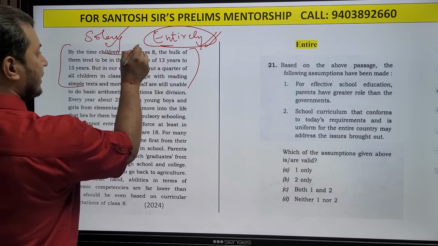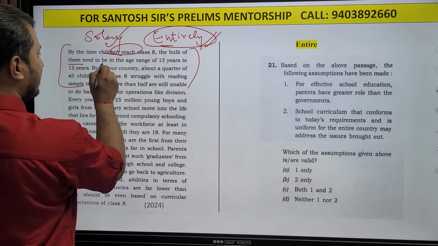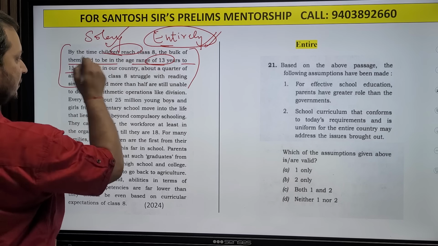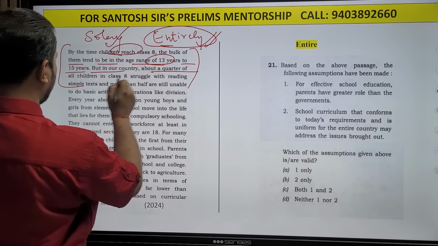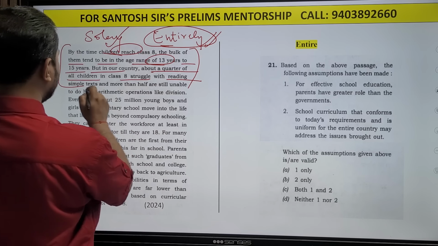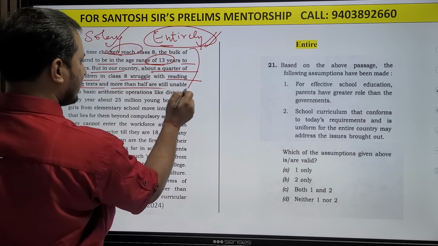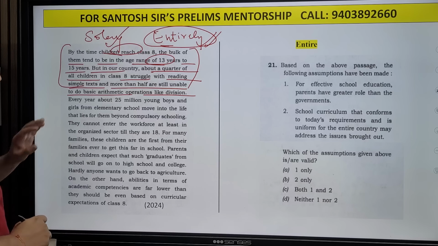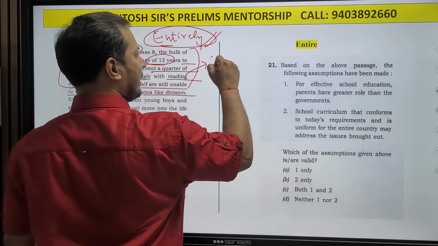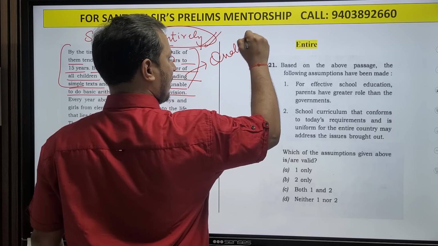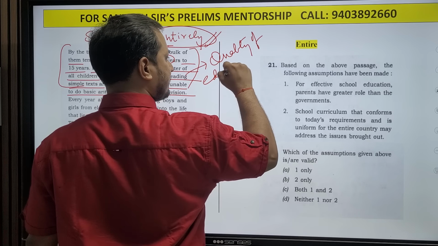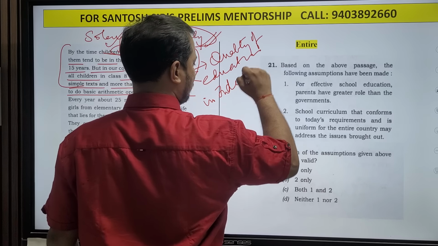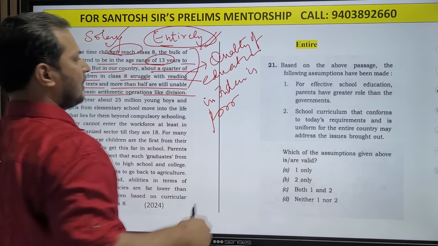By the time children reach class 8, the bulk of them tend to be in the age range of 13 to 15 years. But in our country, about a quarter of all children in class 8 struggle to read simple textbooks, and more than half are still unable to do basic arithmetic operations like division. So basically it is talking about what? Quality of education in India is poor. This is what the passage is all about.